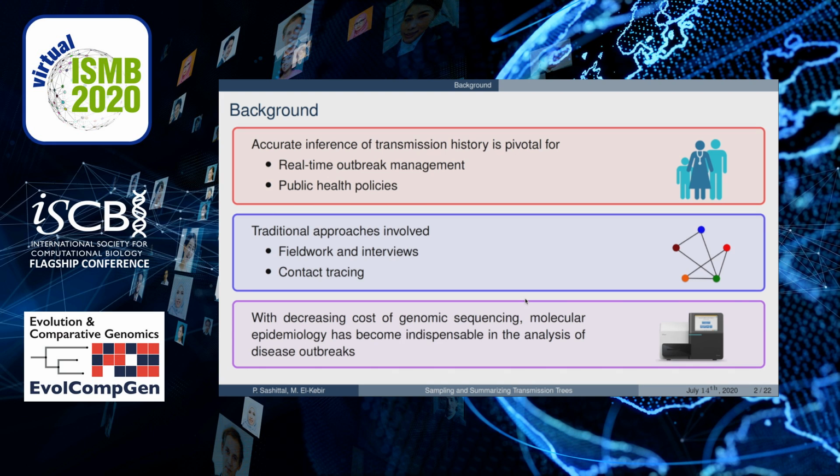The COVID-19 pandemic has certainly brought to light the importance of computational methods that can facilitate real-time outbreak management and public health policies. One of the pivotal steps of these tasks is accurate inference of the transmission history of the outbreak. Traditional approaches of doing this involve fieldwork, interviews, and manual contact tracing, all of which are labor intensive and costly. But with decreasing cost of genomic sequencing, molecular epidemiology is becoming an indispensable tool in the analysis of disease outbreaks.